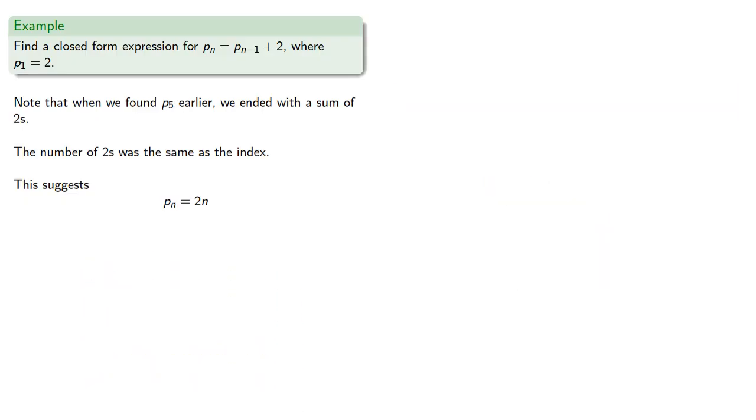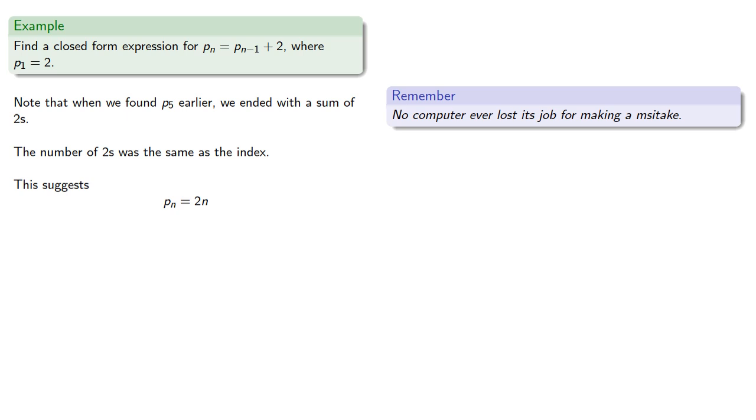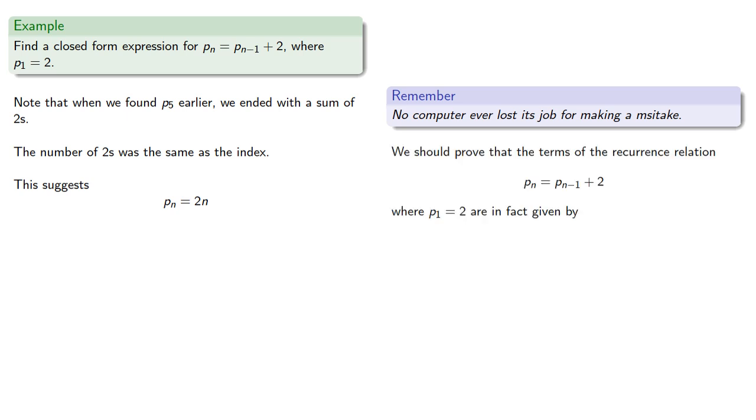It's important to remember, no computer ever lost its job for making a mistake. And what this means is we should prove that the terms of the recurrence relation, where P1 is 2, are in fact given by 2n. And we note that this is an ordered sequence of claims. P1 is 2 times 1, P2 is 2 times 2, P3 is 2 times 3, and so on. So we'll use induction.